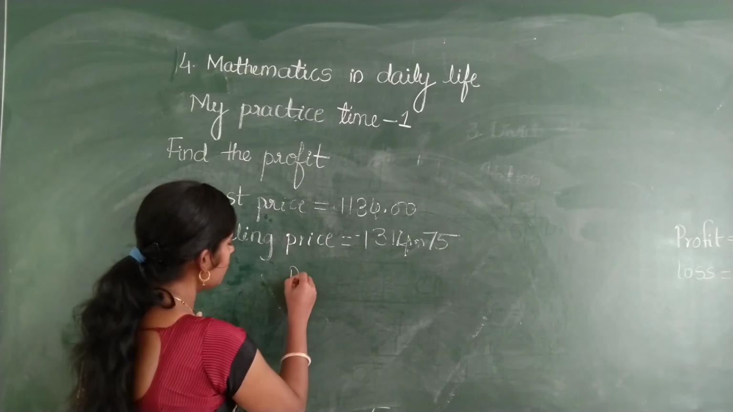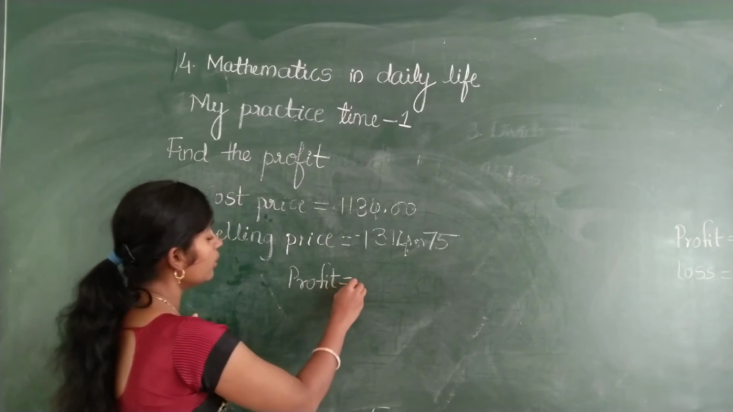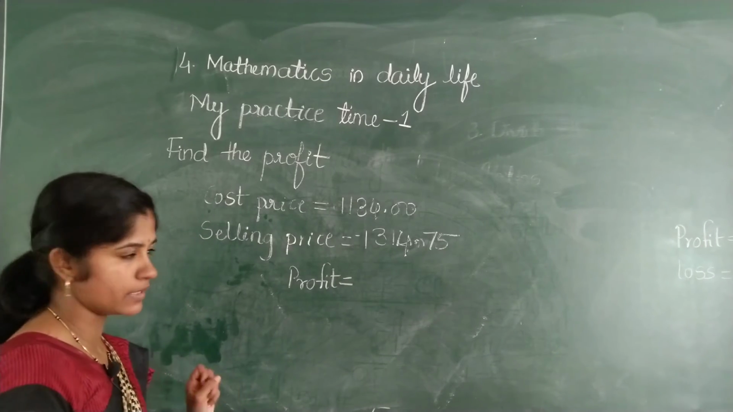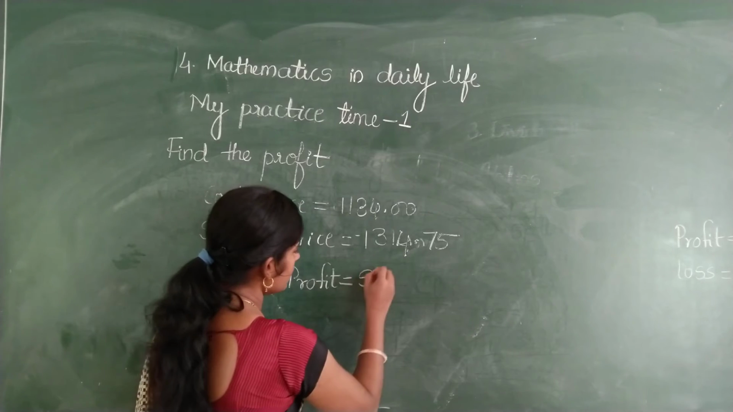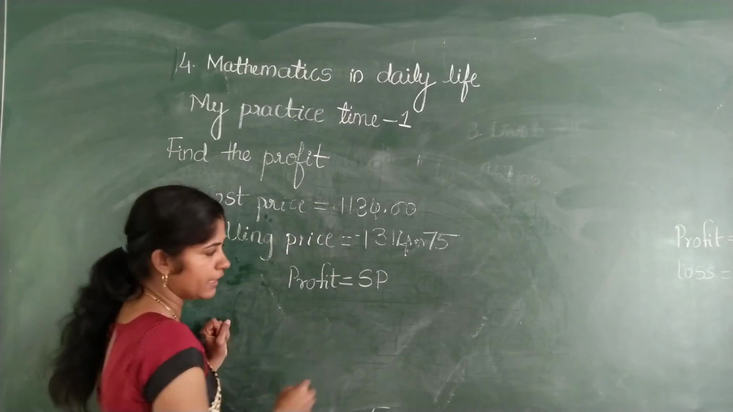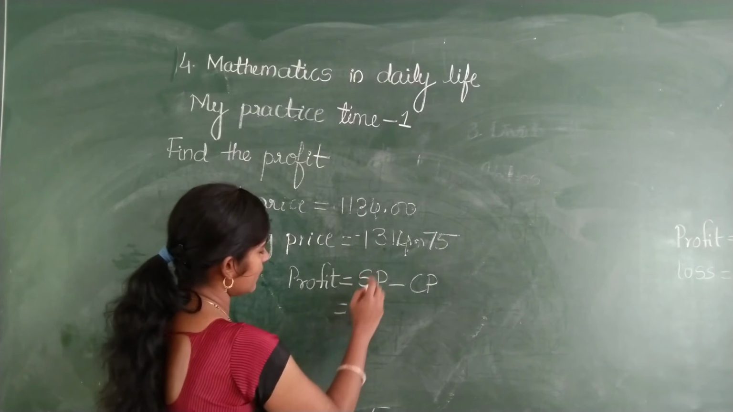What is the formula? Profit is equal to, for each question you have to write the formula compulsorily. Don't write answers directly. Profit is equal to SP, SP means selling price, minus cost price. So how much is the selling price here?